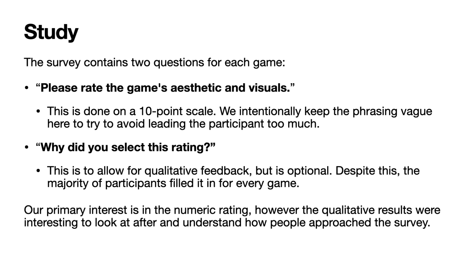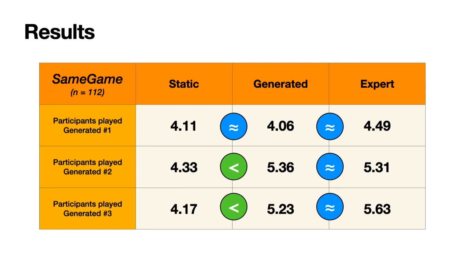So our analysis here and in the paper is mainly for this 10-point scale numeric rating. But looking at some of this qualitative feedback is also kind of interesting. So here are the results. For Same Game, we had 112 data points. And you can see here, each row is one of the different generated sets of effects. And we show the comparisons and whether they were significant or not.